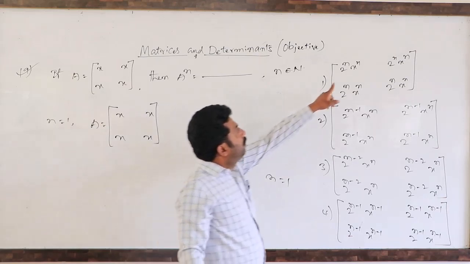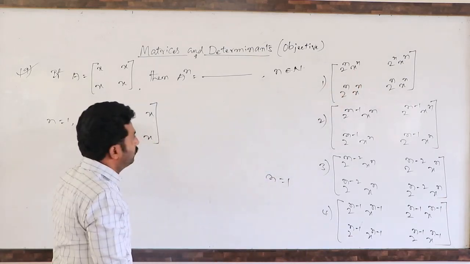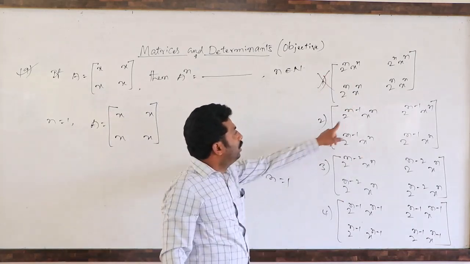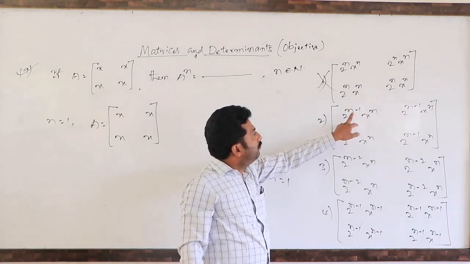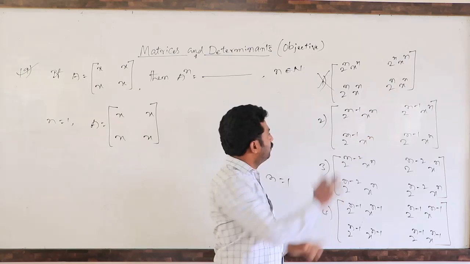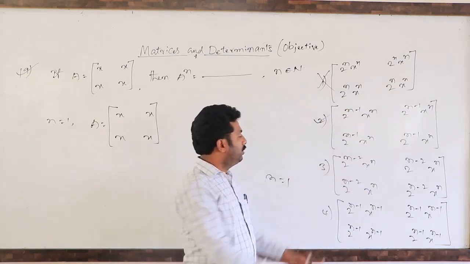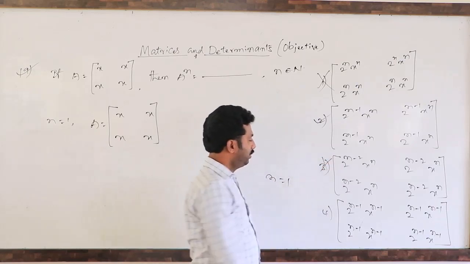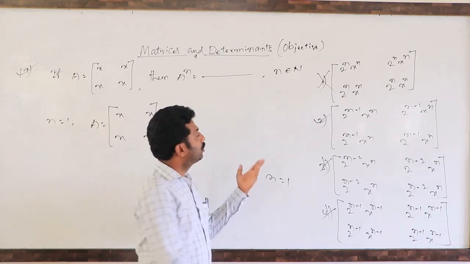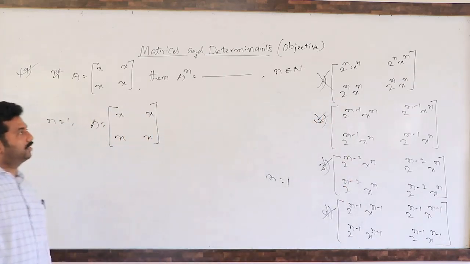So n equal to 1 means 2 into x, but we got only x. So this is the wrong option. N equal to 1 means n minus 1, minus 1, 0 gives x. Here also x, so this is maybe a possibility. N equal to 1, you can delete this one. N equal to 1, we can delete this one. So clearly for n equal to 1 itself, the second option is the answer.